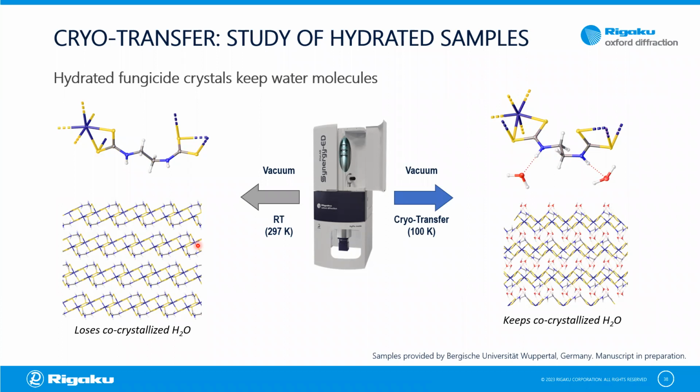hydrated structure. So this is one of our routines now, that we always screen first at room temperature, see if it loses crystallinity, or maybe if we are lucky, we get another structure. And of course, we measure with the help of the cryo transfer, we measure at 100 Kelvin.